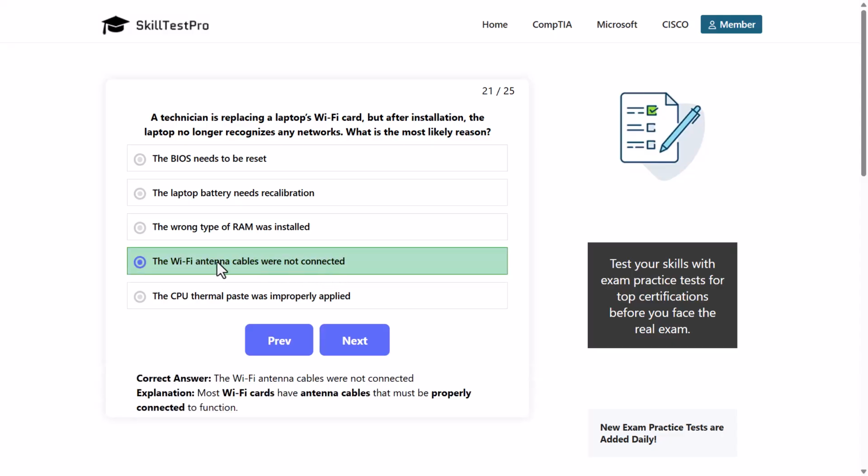Always remember to connect the Wi-Fi cables. And if you know, for example, in a laptop, where the Wi-Fi antenna is located, it is located in your screen or at the top of your screen. And most Wi-Fi cards have antenna cables that must be properly connected to function. So always, whenever you are replacing a Wi-Fi card, remember to connect the antenna cables back to that Wi-Fi card.